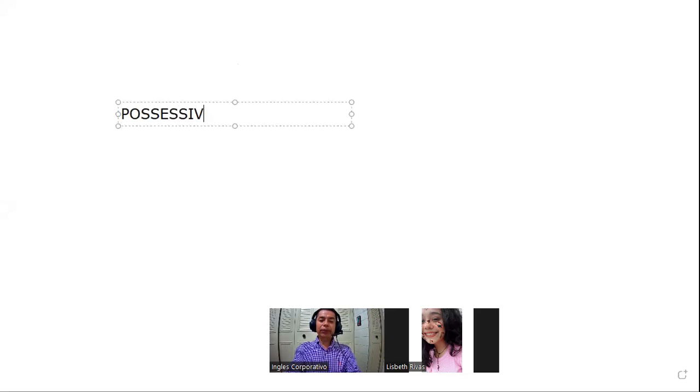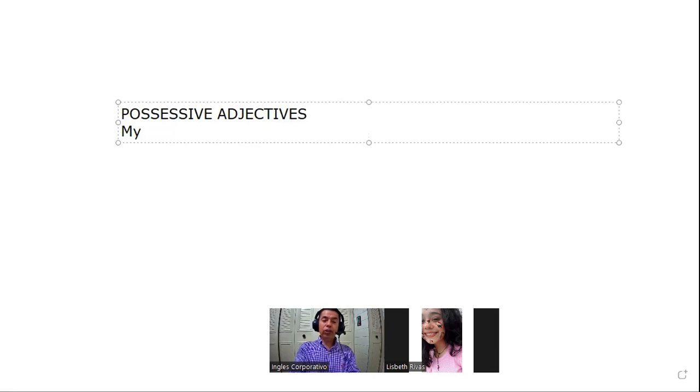Hay varios tipos de posesivos. Pero el que se refiere a los possessive adjectives va de esta forma. Mire, my. Permítame, aquí me falta poner possessive adjectives. Y personal pronouns. Lo vamos a comparar con los pronombres personales. ¿Ok? My equivale al pronombre I, yo, ¿verdad?